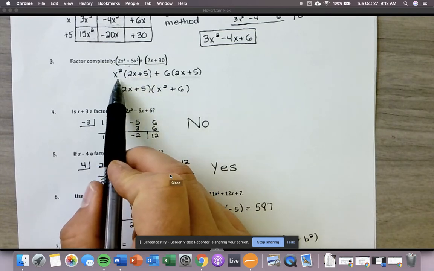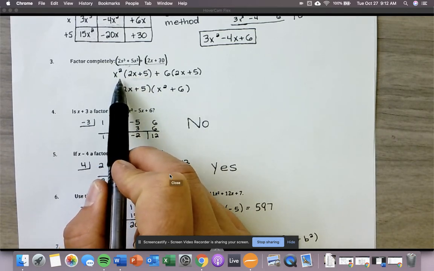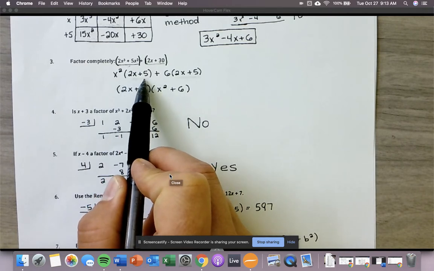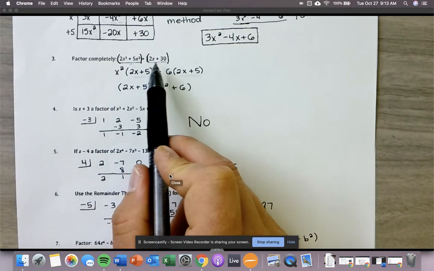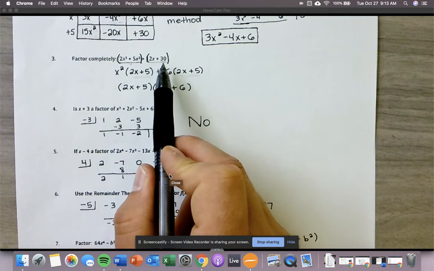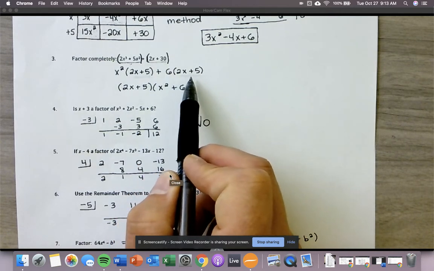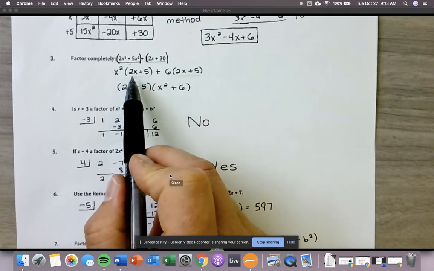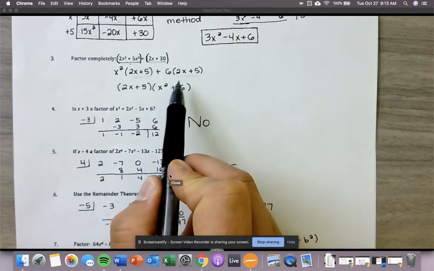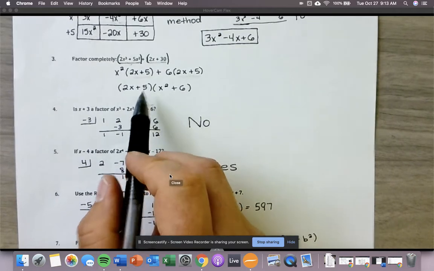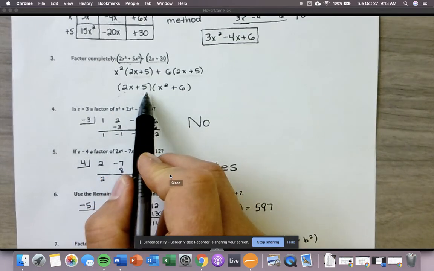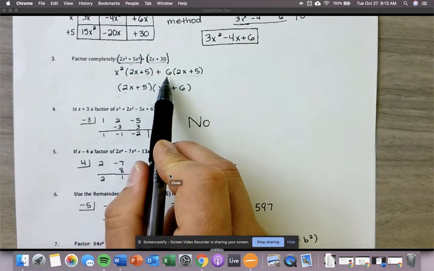In this first one, the greatest common factor is x squared, which leaves us with 2x plus 5. In the second one, we have 12x plus 30, right? The greatest common factor there is 6, which leaves us with 2x plus 5. Now that we have this, right, these 2x plus 5s, they turn into a greatest common factor, so we can pull them to the front, which leaves us with x squared plus 6.